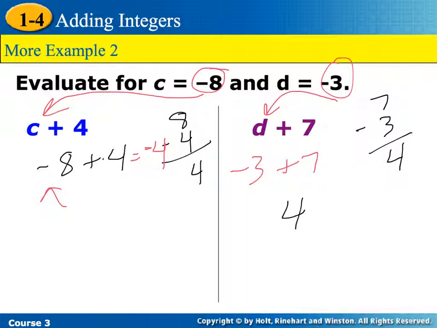Now you go back into the problem. Which one is farthest away from 0? -3 or 7? I hope you're thinking 7. It is 7. 7 is positive, so my answer is positive 4. So over here, I have a -4. Over here, I have a positive 4. Gosh, Mr. Sheeman likes to do these problems. Nice. Okay. All right. Here we go.